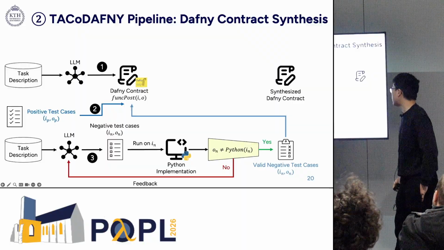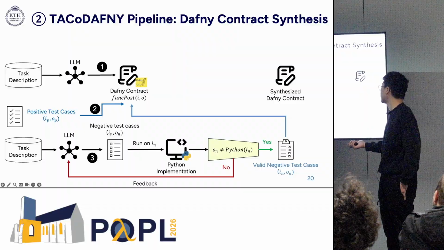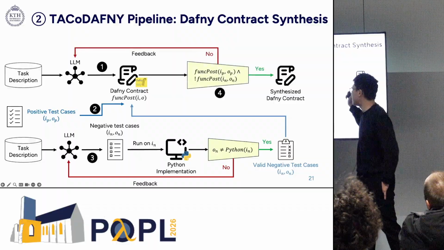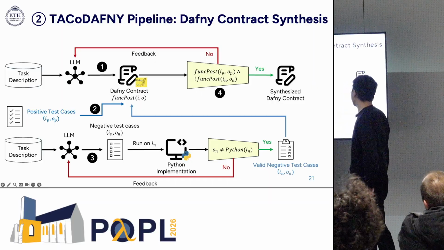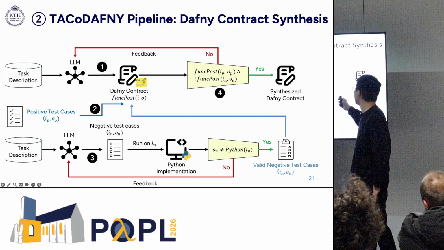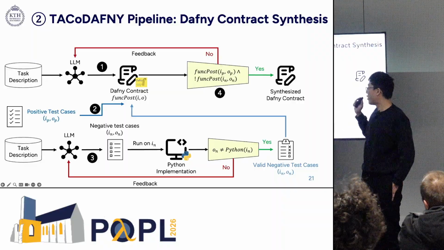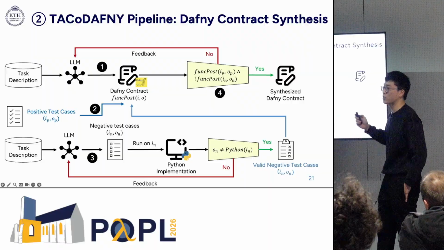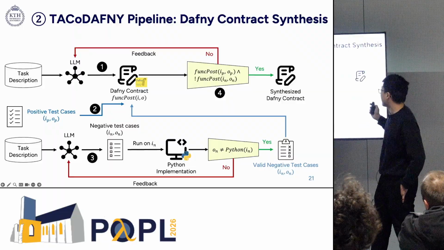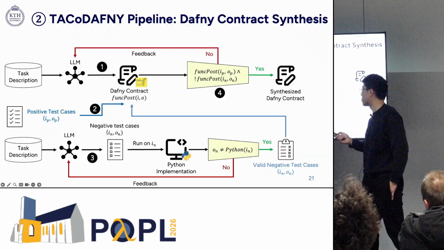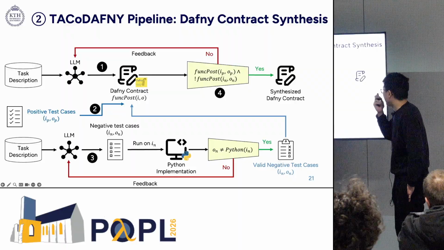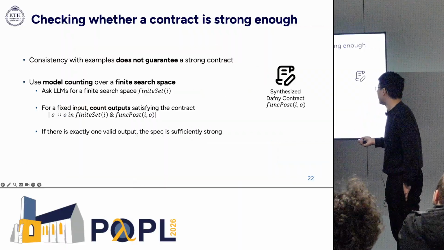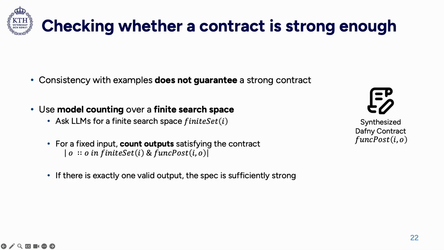So we have both positive and negative cases, and we can try to evaluate the contract. As long as it evaluates to true on the positive test cases and false on the negative test cases, it's a correct synthesized Dafny contract, at least on the test cases. So we depend highly on the test cases. It's also our limitation, of course. Otherwise, we provide feedback as usual. And we now have a contract that is consistent with both the positive and negative test cases.